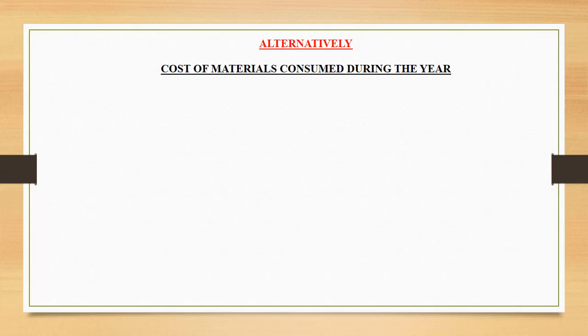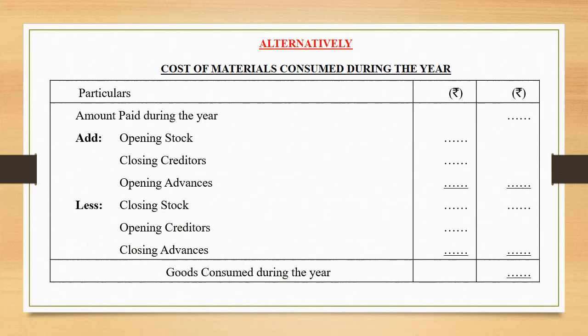If these three different formats are not to be followed, then we have another option to calculate the goods consumed during the year. You can simply apply this format also. Amount paid during the year is given to us, in which we need to add the opening stock, closing creditors and opening advances. But then we need to deduct closing stock, opening creditors and closing advances. After addition of these three items and deduction of the remaining three items to amount paid during the year, we get goods consumed during the year.